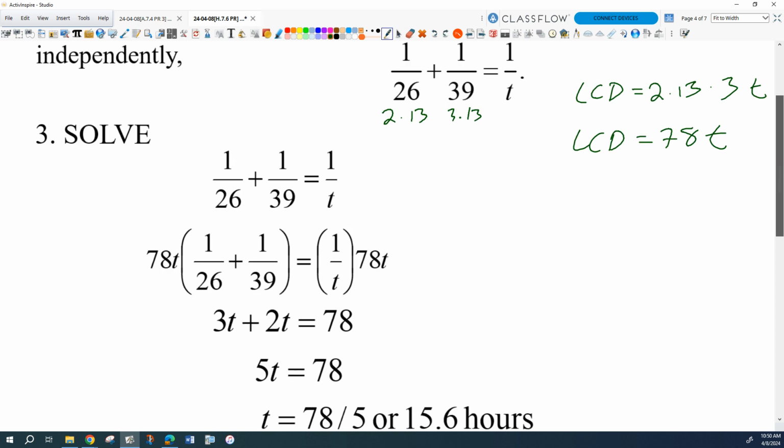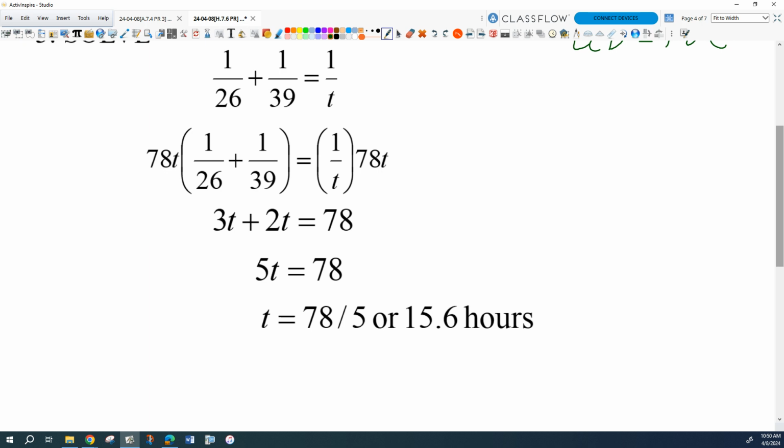So then if we distribute that, what do we get? Well, 78t over 26, 78 over 26 simplifies to 3. 78 over 39 simplifies to 2. Now I combine like terms, 5t equals 78, so t equals 78 over 5, which, if I turn that into a decimal, just so it makes more sense to us in terms of hours, is about 15.6 hours. Okay, make sense?